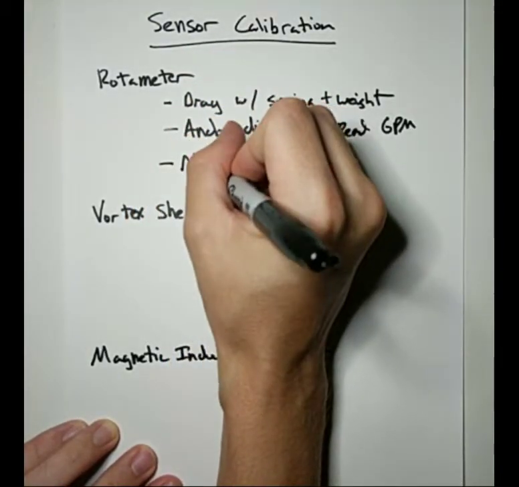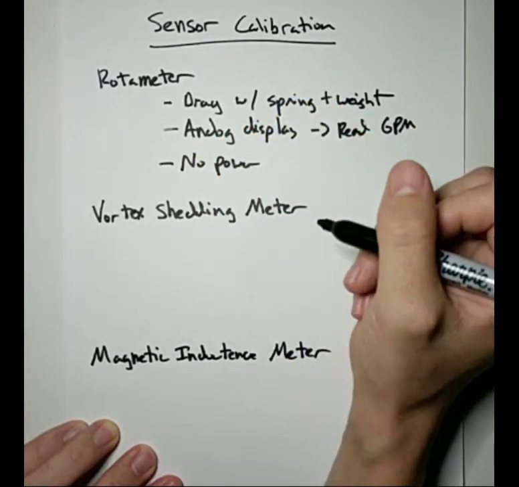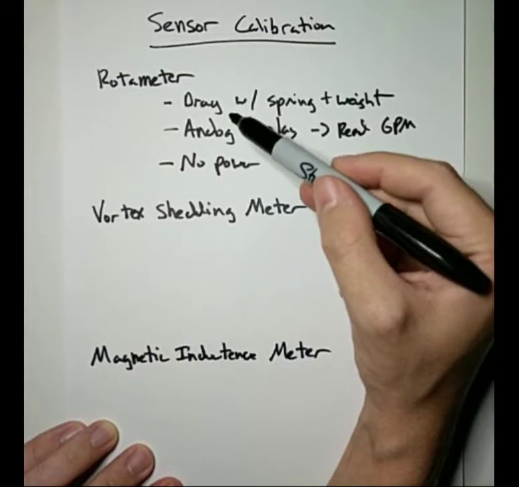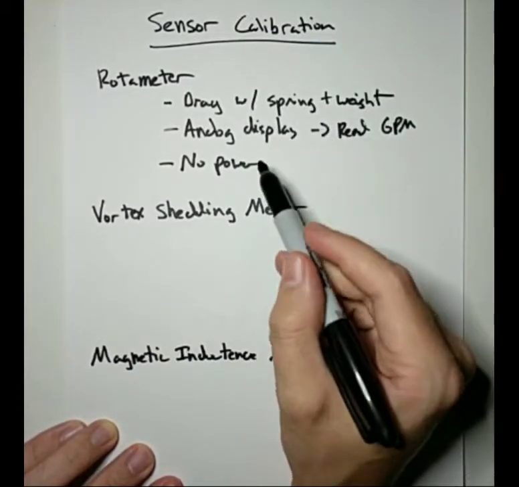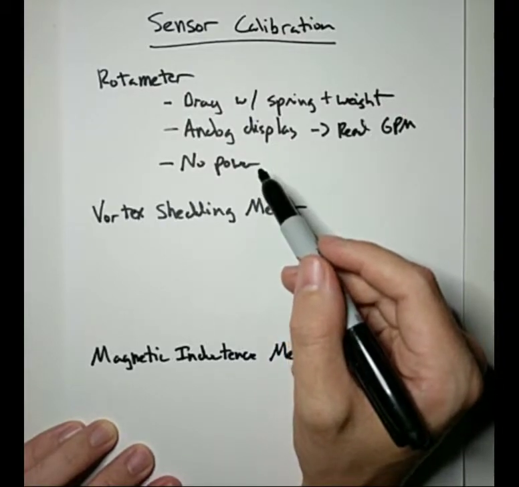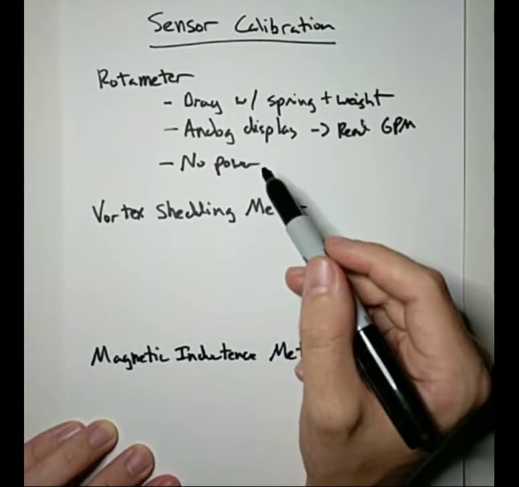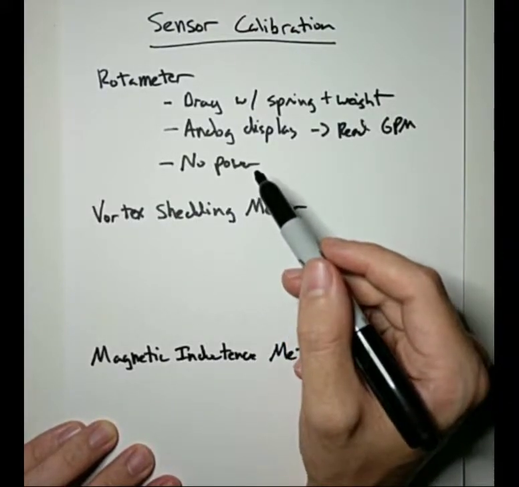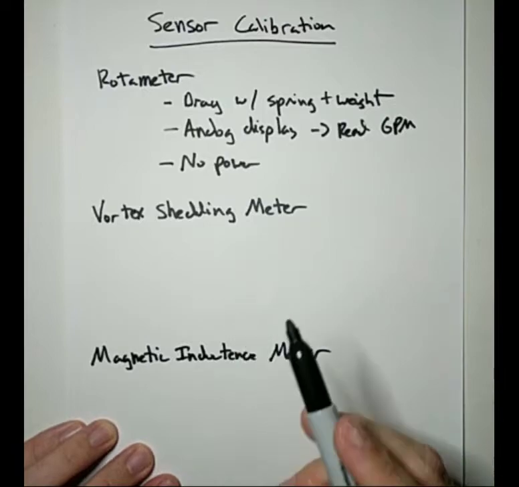And these do not require any power. They operate simply based on the water flowing through them, but that means that there's no easy way to do any sort of data acquisition on these kinds of sensors. You have to have a person go physically look at it to know what the flow is.